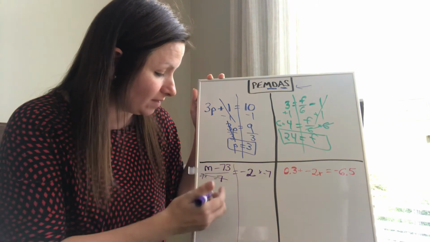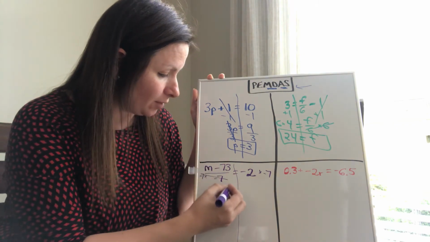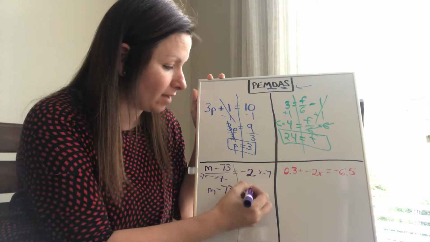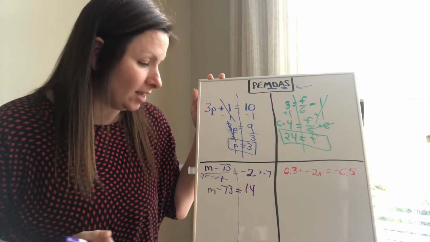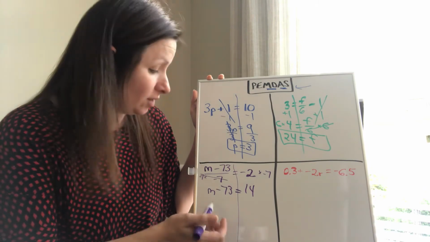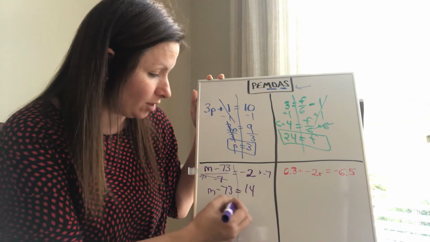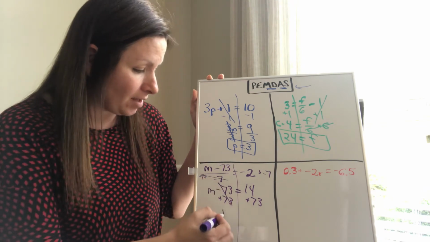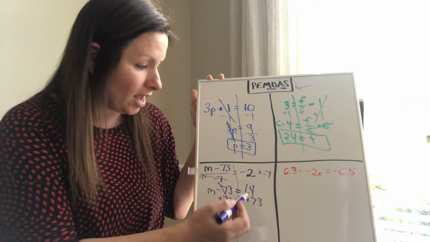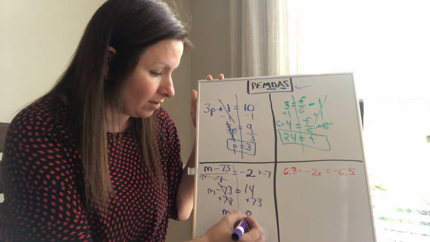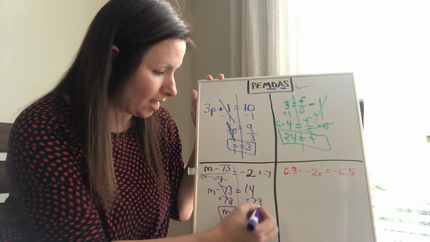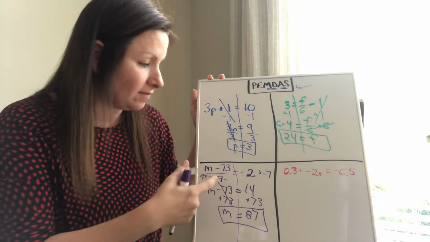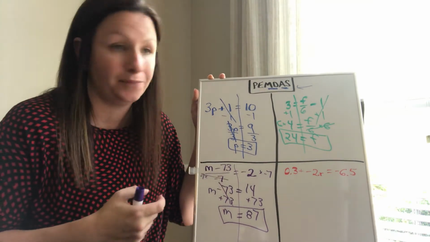So all I'm left with is the m minus 73 on the left. And negative 2 times negative 7 would give me a positive 14 on the right side. Now I have a one-step equation, so I'm ready to just add 73 to both sides, since that's the opposite of subtracting. And I have m by itself like I wanted it, and that would give me 87 for my solution. Again, I could plug it in. 87 minus 73, then divide by negative 7, and it will give you negative 2.